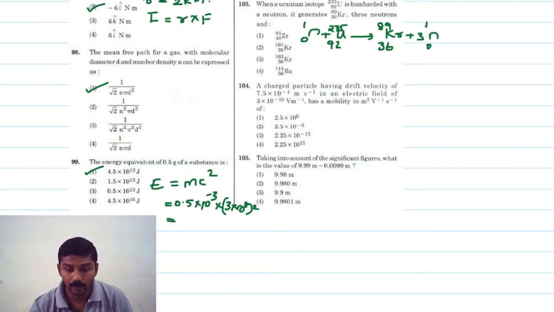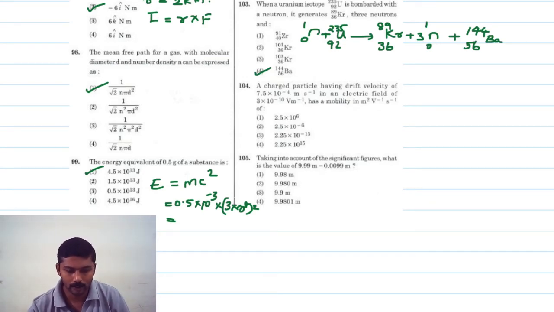Here 89 is there. When you add it together, you have to get 236. Why? On the left hand side, the total mass number is 236. The remaining is 144. Now on the left hand side it is 92, on the right hand side it is 36, and the remaining has to be 56. If you look at the options, you will find that it's barium. So barium is the right answer.